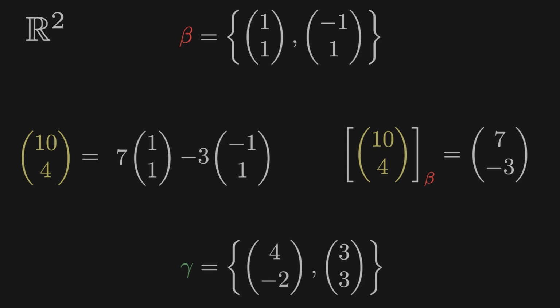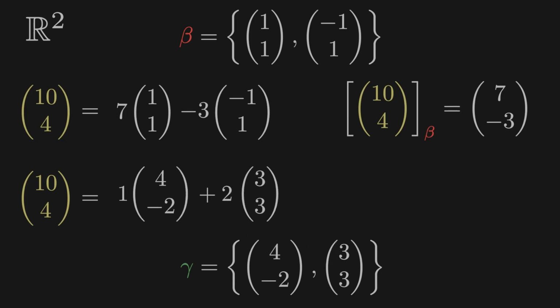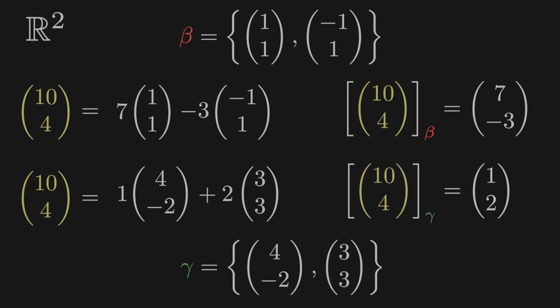Now let's do this again, but with another basis, gamma, (4, negative 2), (3, 3). Since (10, 4) is equal to 1 times the first basis vector and 2 times the second basis vector, the coordinate vector of (10, 4) with respect to gamma is (1, 2). These both are coordinate vectors of the same vector, but with respect to different bases. How do we go about switching between these bases?